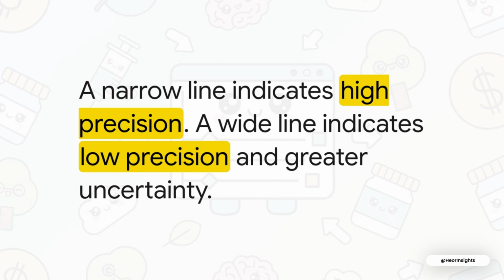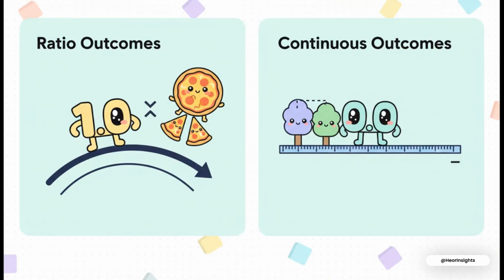They represent the 95% confidence interval for that study's estimate. This is the range where the true effect is likely to be. The width of these whiskers tells you about precision. A narrow line signals high precision, whereas a wide line signals low precision and more uncertainty. Understanding the horizontal axis is crucial.